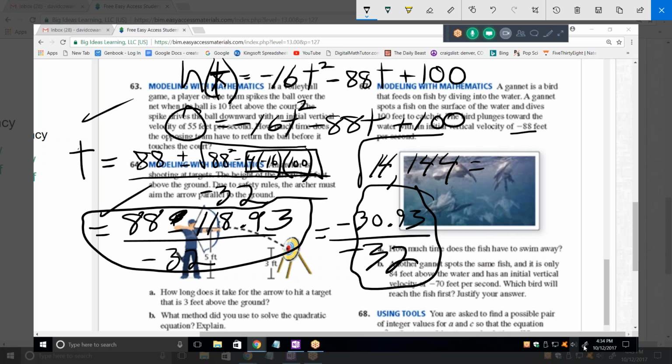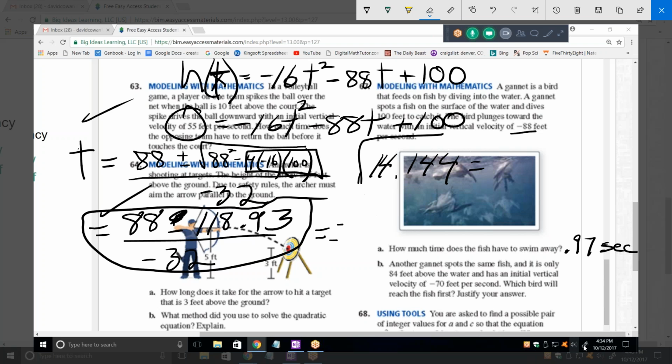All right. So then divide that. So that is 0.97 seconds. So a little bit under a second for that fish to swim away. No wonder fish don't have large lifespans. They don't have a lot of time to get out of the way, do they?